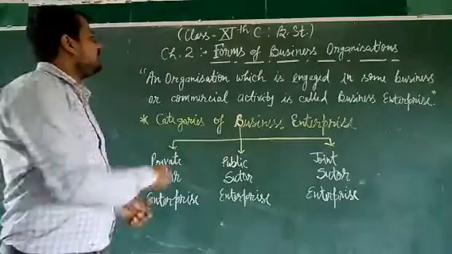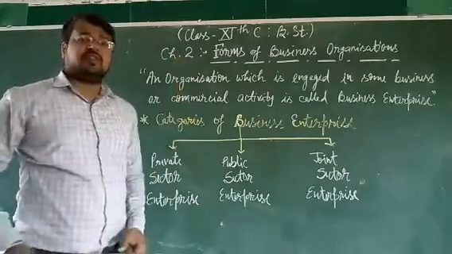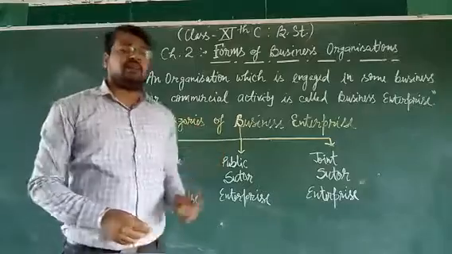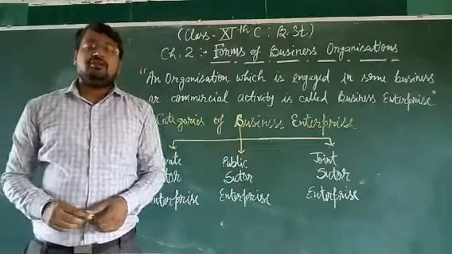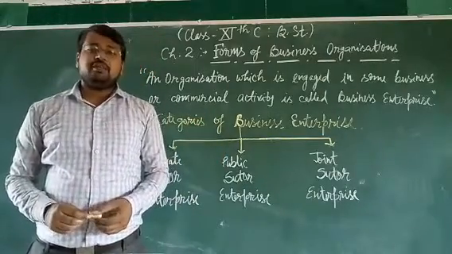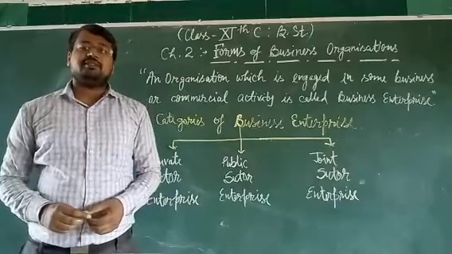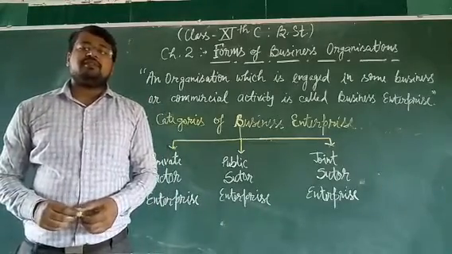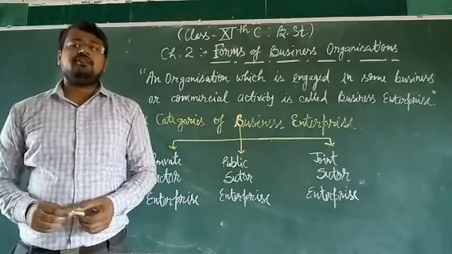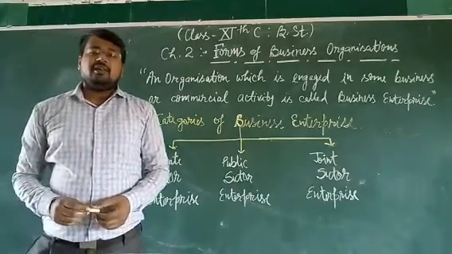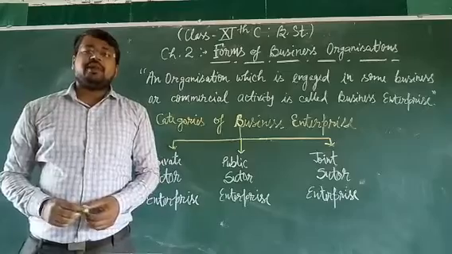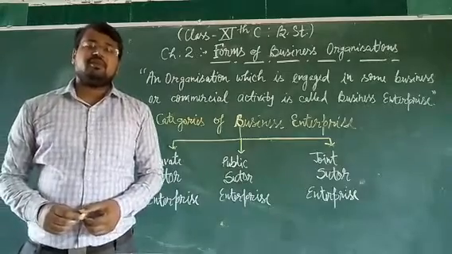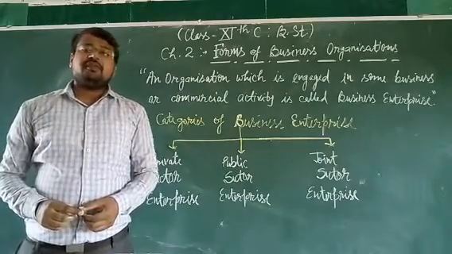In our B.St syllabus, we are going to start our chapter 2nd, that is forms of business organizations. As you know, to start any business operation, we need an enterprise, and how to form that business enterprise depends on us. There are several factors that have direct and indirect impact on our decision making. So it depends on several factors.